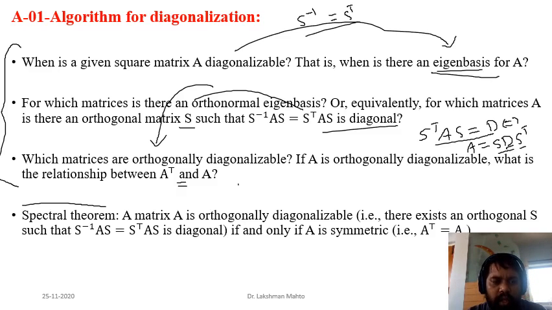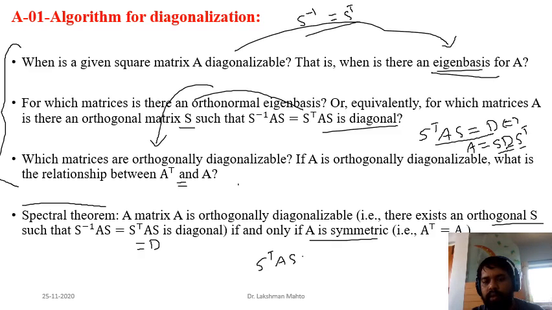Simply the spectral theorem, or you can say orthogonal decomposition, or simply spectral decomposition. The spectral theorem says that if you have an n by n square matrix, then it is orthogonally diagonalizable if and only if A is symmetric. That means there exists an orthogonal matrix S such that S transpose A S equals a diagonal matrix D. If you take any square symmetric matrix, you can always claim that it is orthogonally diagonalizable. That is the spectral theorem.